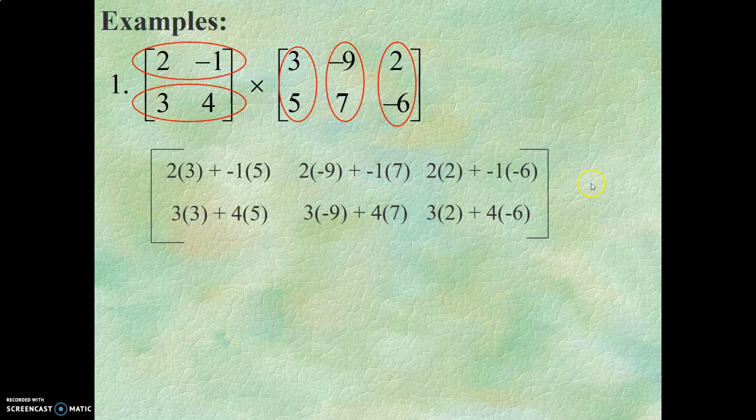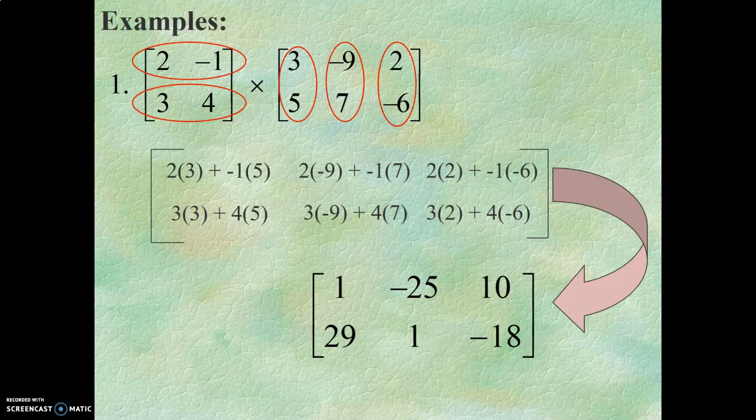Now the last thing to be done here is actually simplify each of those answers. And that's what we have here. Again, notice the dimensions are 2 by 3, and that's exactly what we expected. If you need to see this again, you can hit pause, but I'm going to move on to the next example.